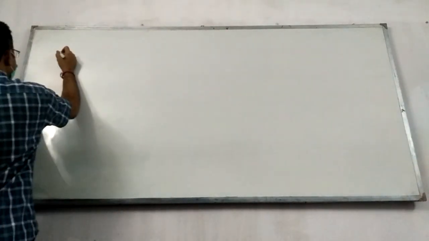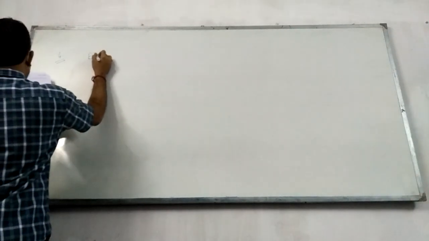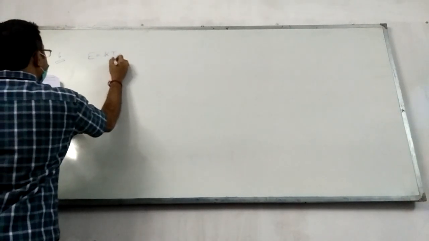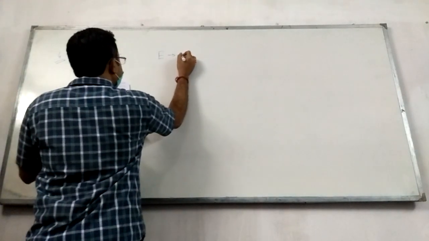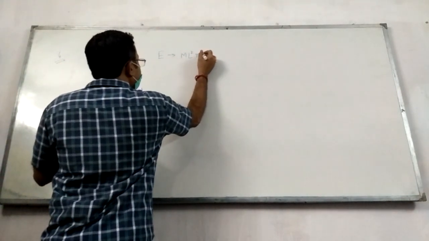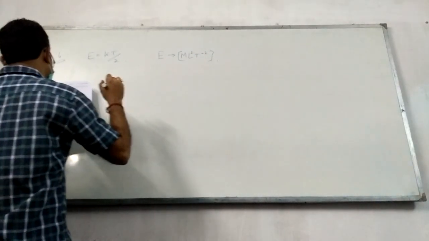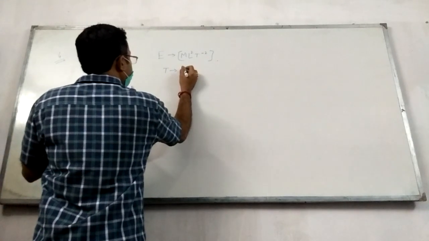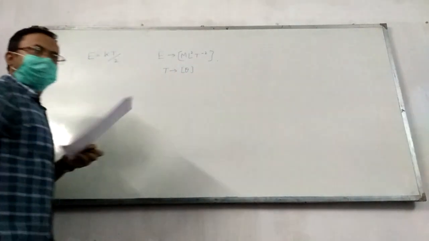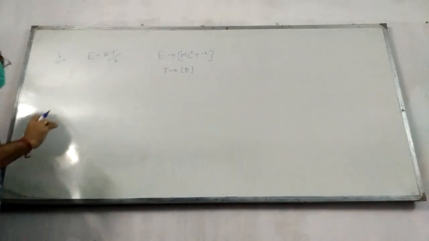Question number 4. E is equal to kT by 2, where E represents energy. Energy is ML square T to the power minus 2, and T represents temperature. Temperature, you know the dimension is theta. Find the dimension of k. It asks to find the dimension of k.